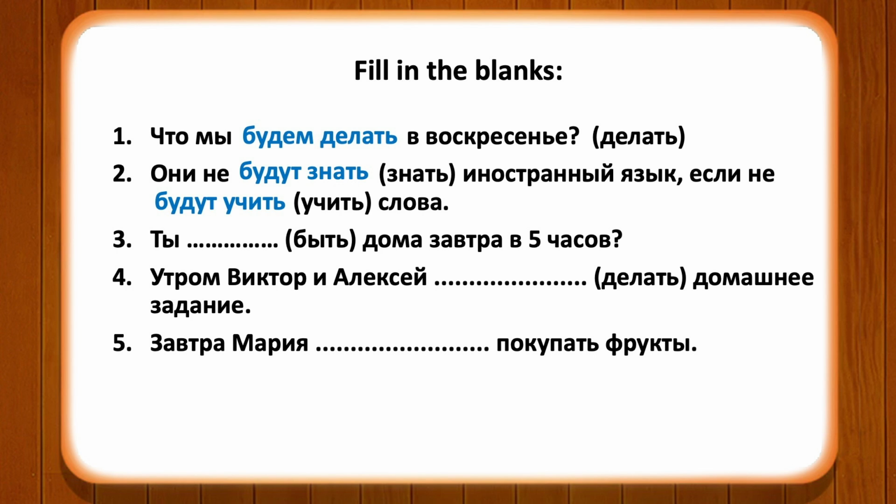In the next sentence, ты, here the verb быть has to be used. So, here you will not be using any other verb, just conjugate the verb быть, ты будешь. Ты будешь дома завтра в 5 часов. It means, will you be at home tomorrow at 5 o'clock? Ты будешь, here there is no second verb.